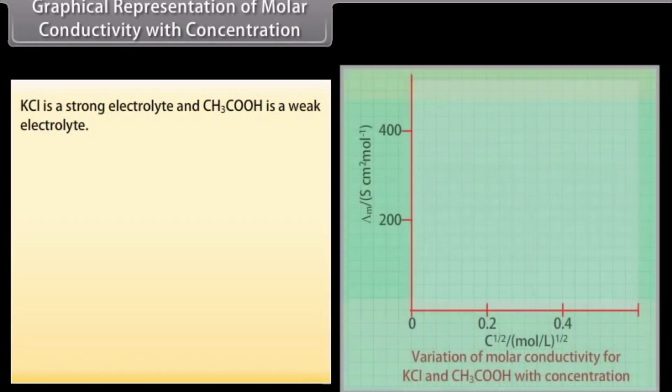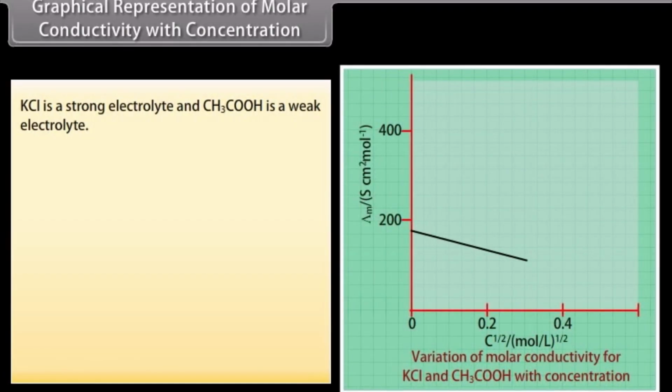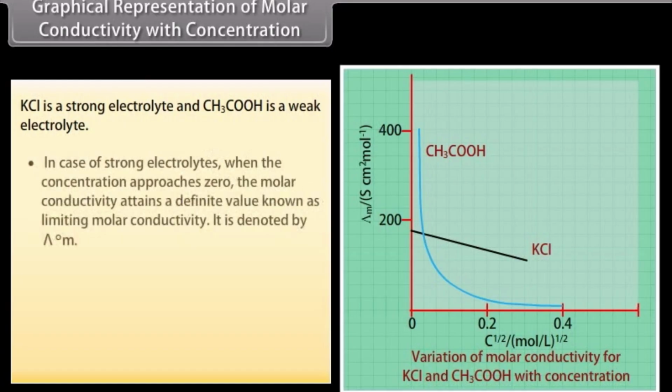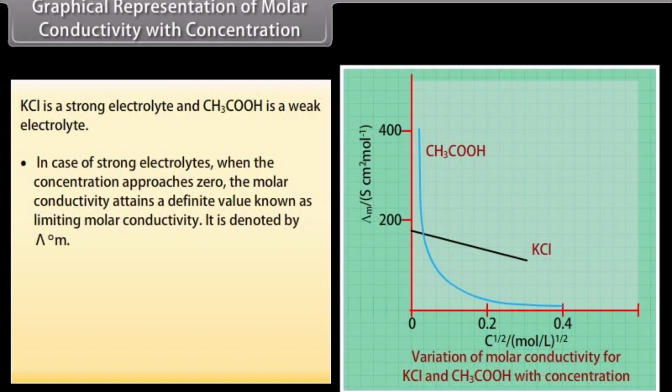Graphical representation of molar conductivity with concentration. KCl is a strong electrolyte and CH3COOH is a weak electrolyte. A graphical representation shows the variation of molar conductivity with concentration. In the case of strong electrolytes, when the concentration approaches zero, the molar conductivity attains a definite value known as limiting molar conductivity. It is denoted by lambda not m.